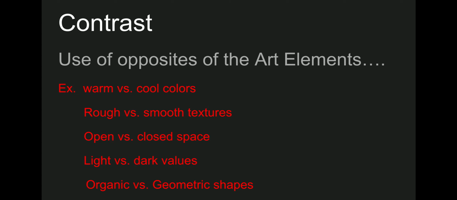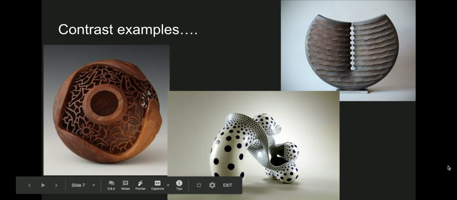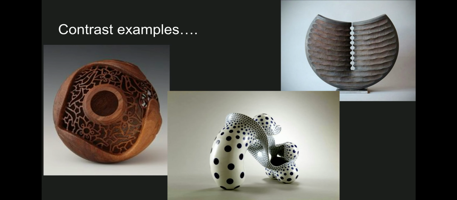And this is just a few ways that you can contrast. There are lots of different ways you can go about doing that. Here are some examples of contrast with the following pictures. If you look at the coil pot on the left, we see a contrast of open space with all the piercing and closed space, which is all the solid walls of the piece.